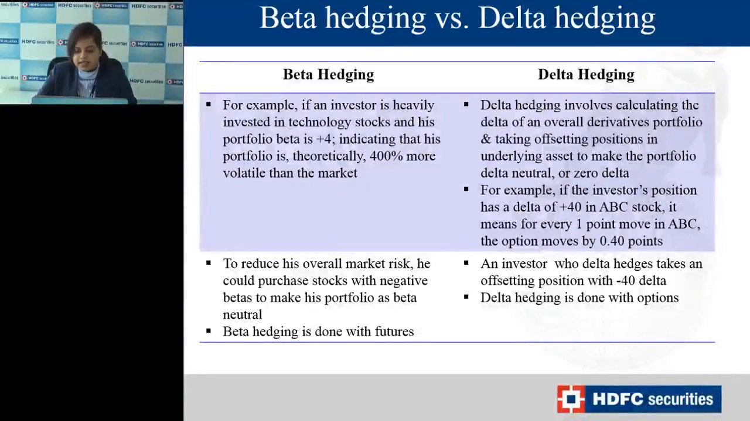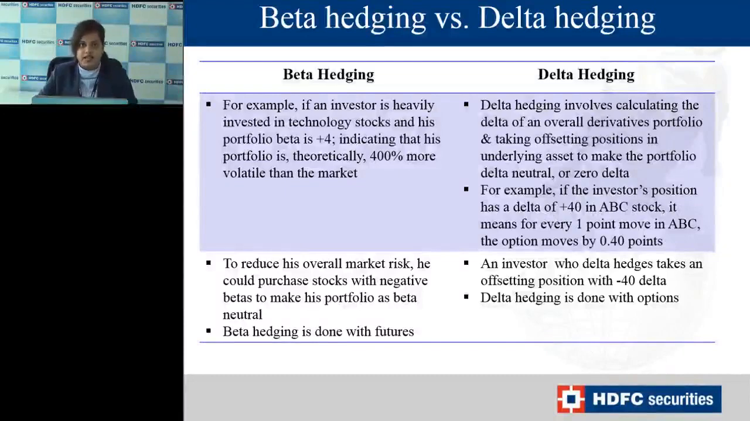Now in this example, if the investor's position has a delta of +40 in one particular stock called ABC, it means that if the ABC stock is moving by 1 point, the option in this particular stock ABC will move by 0.40 points. This is how delta is calculated.